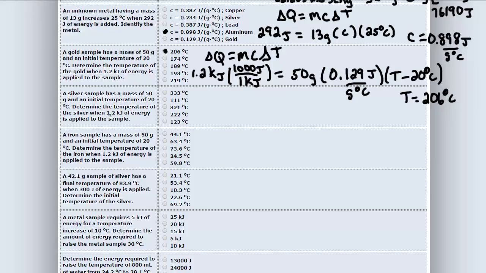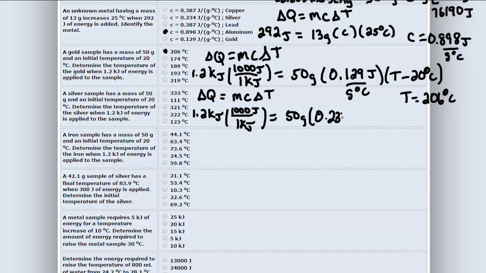A sample of silver has a mass of 50 grams and an initial temperature of 20 degrees Celsius. We want to determine the temperature, again, when 1.2 kilojoules of energy is applied. So it's the same problem as above, except it's a different substance. So it has a different specific heat. We have 1.2 kilojoules of energy. Each kilojoule has 1,000 joules, 50 grams, and now we have to look up the specific heat of silver, which is 0.234 joules per gram degree Celsius.